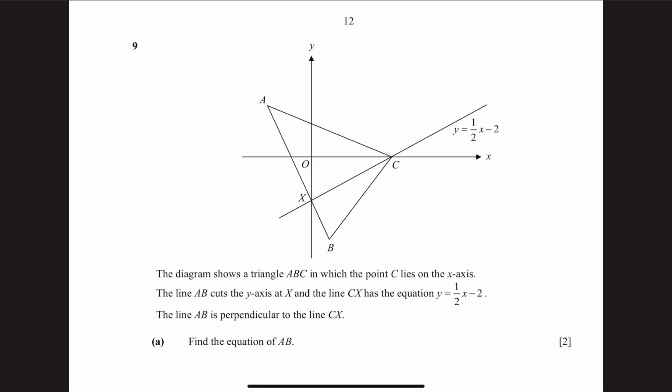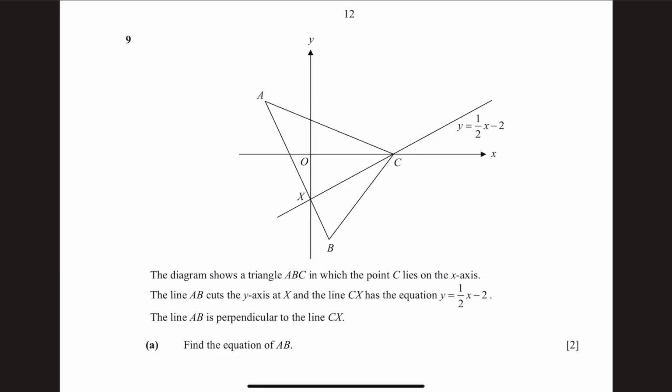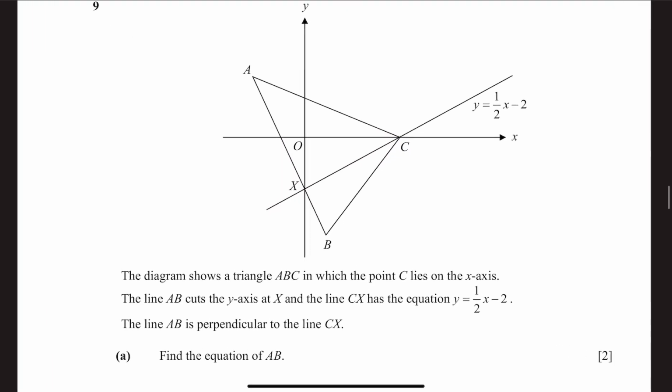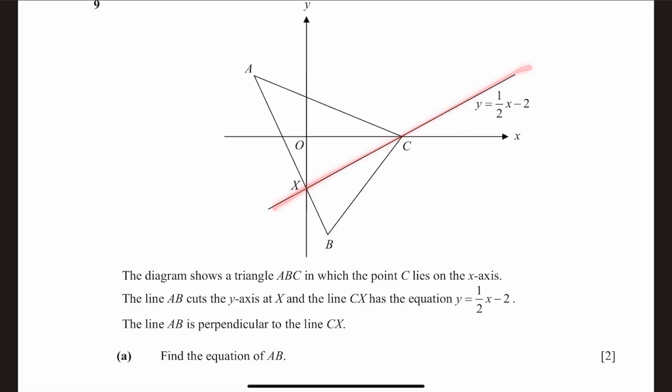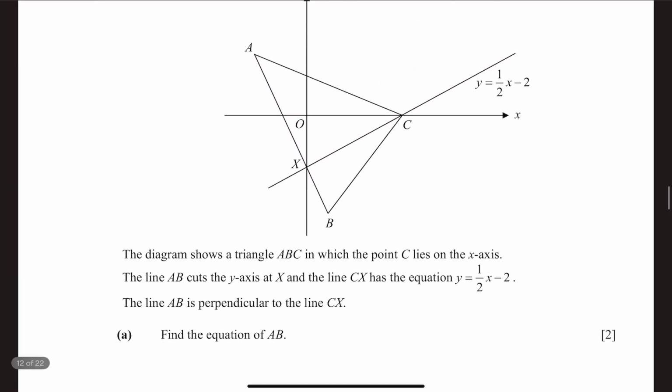Okay, now let's look at question number 9. I have a triangle here, ABC. Point C lies on the x-axis over here, and point X lies on the y-axis. We are given the equation of line CX, and AB is perpendicular to the line CX. Find the equation of line AB.